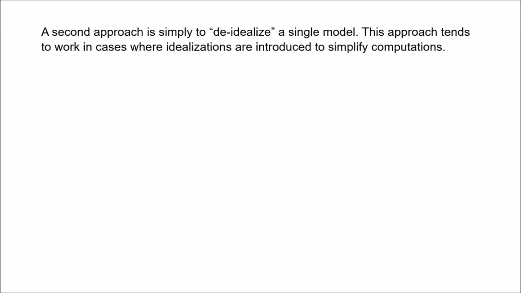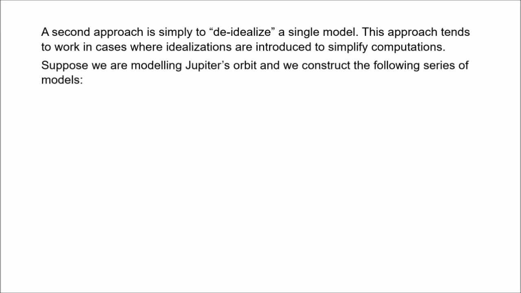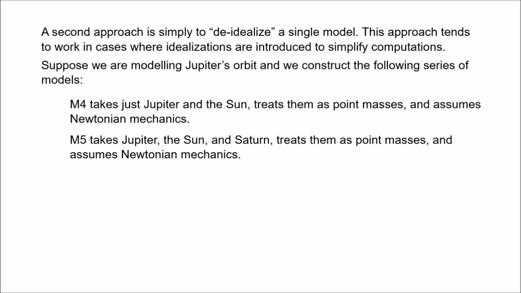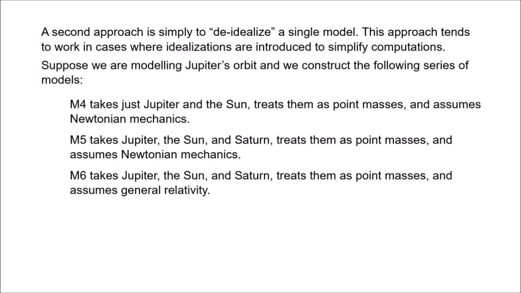In this approach, we create increasingly less idealized versions of the model, and we show that these less idealized versions are increasingly more successful. This approach is especially plausible in cases where idealizations are used to simplify computation, and there is an expectation that idealizations will be removed so as to increase the predictive accuracy of the model. As a toy example, suppose we are modelling the orbit of Jupiter and we produce the following series of models. M4 takes just Jupiter and the Sun and treats them as point masses and assumes Newtonian mechanics. M5 takes Jupiter, the Sun and Saturn, treats them as point masses and assumes Newtonian mechanics. M6 takes Jupiter, the Sun and Saturn, treats them as point masses and assumes general relativity.